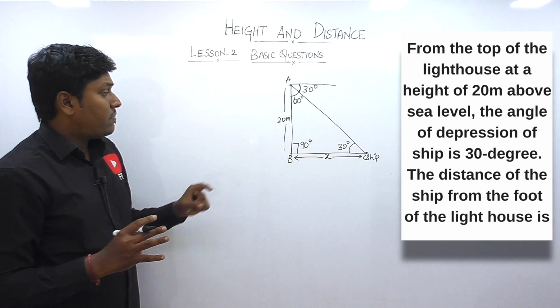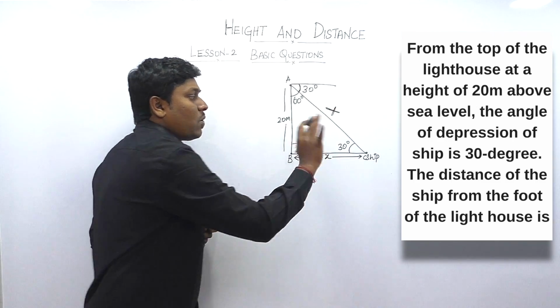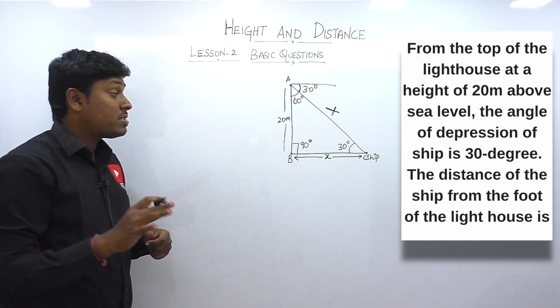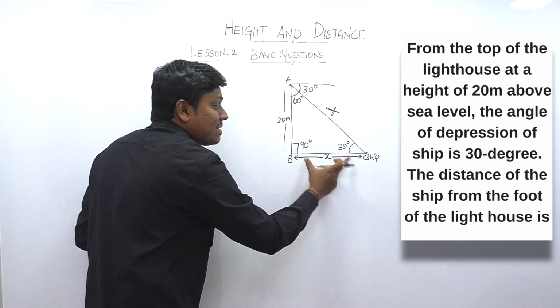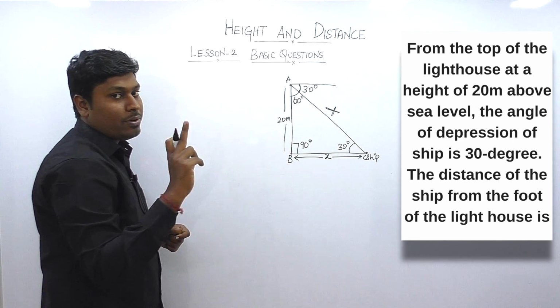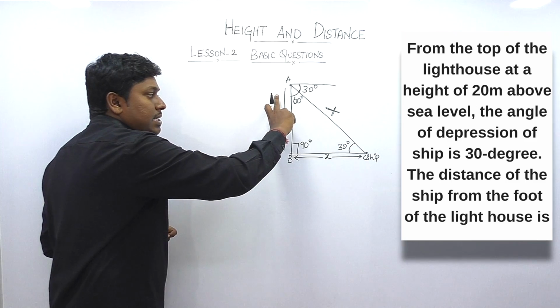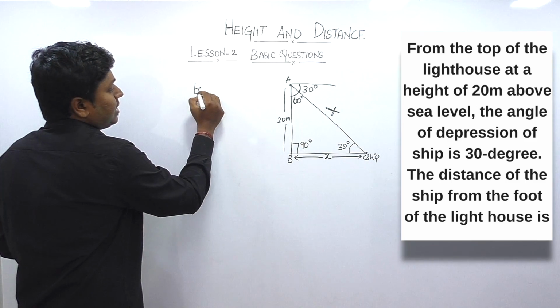So friends, listen carefully. In this diagram, we don't want this hypotenuse, right? We don't want to concentrate on the hypotenuse. Why? Because we know the opposite, which is 20 meter, and we know the adjacent, which is x. So friends, for adjacent and opposite, we have only one formula, which is tan theta. So tan theta is equal to opposite divided by adjacent. So I am going to use the tan theta formula.